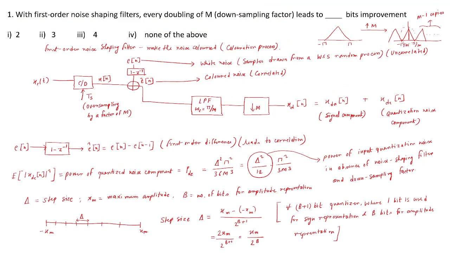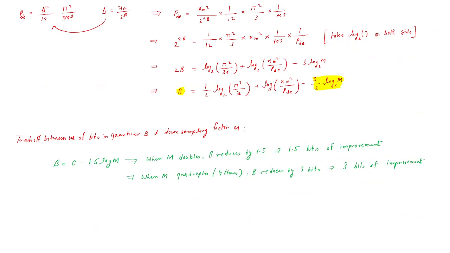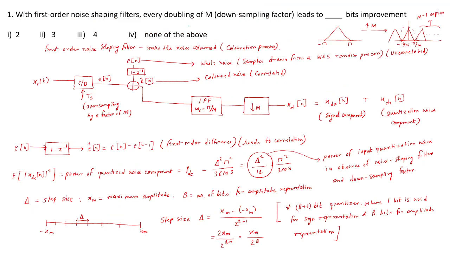It says that every doubling of m leads to how many bits of improvement. So we clearly see that every doubling of m, let me write down here, every doubling of m leads to 1.5 bits of improvement. Therefore none of the options matches here, so the fourth one is the correct answer, that is none of the above.